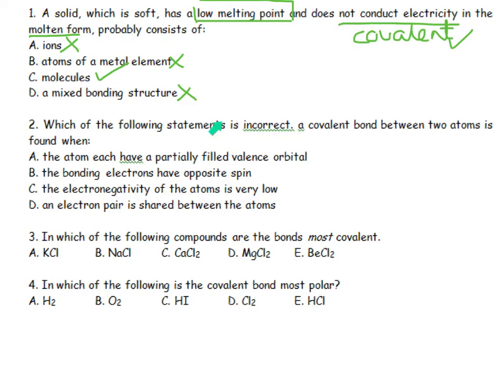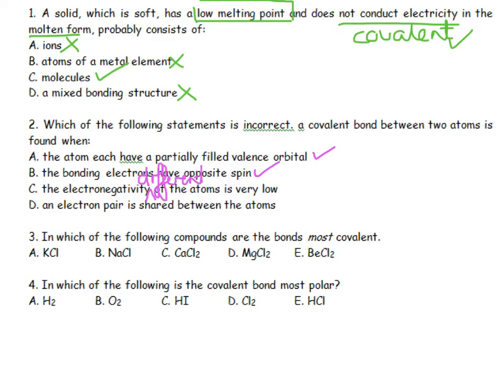Which of the following statements is incorrect? A covalent bond between two atoms is found when the atoms each have partly filled valence orbitals, then they fill up, so that looks reasonable. The bonding electrons must have opposite spin, yes. The electronegativity of all the atoms is very low. No, there is an electronegativity difference that is low.